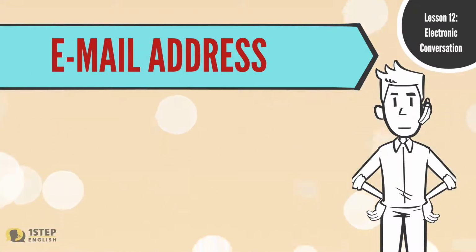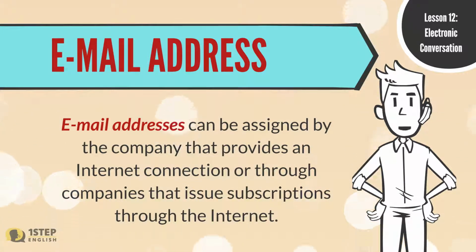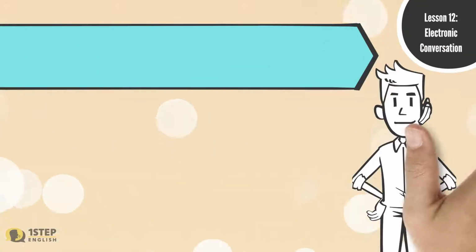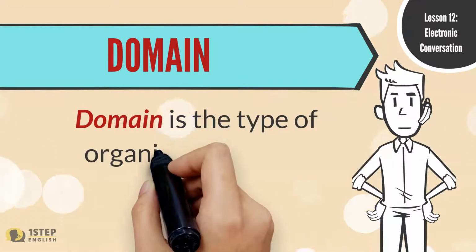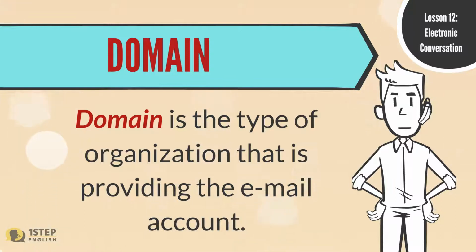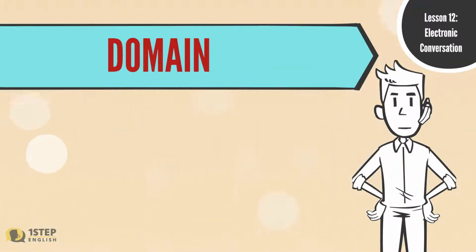Email address. Email addresses can be assigned by the company that provides an internet connection, or through companies that issue subscriptions through the internet. Domain. Domain is the type of organization that is providing the email account. Here are some examples of these final domain letters.